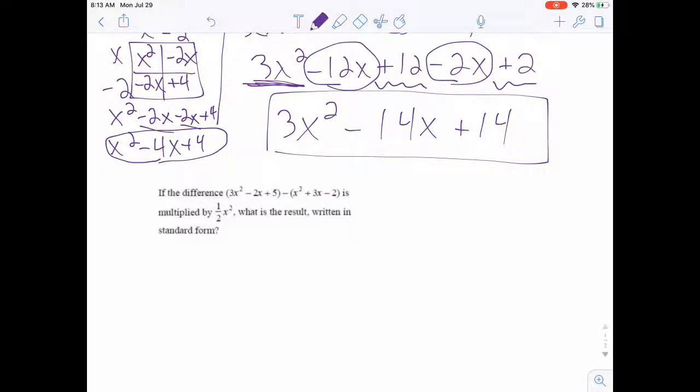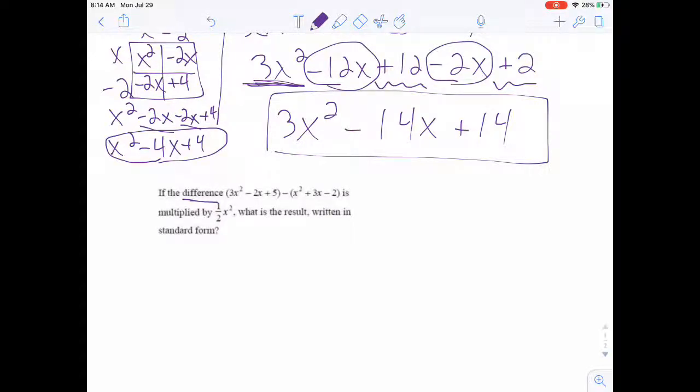Another problem that we saw using simplifying polynomials was this problem below. If the difference (3x² - 2x + 5) minus (x² + 3x - 2) is multiplied by 1/2 x², what is the result written in standard form? So this is a 2-point Regents question. It says difference. Difference means subtract. So all I'm doing is simplifying these two trinomials here.